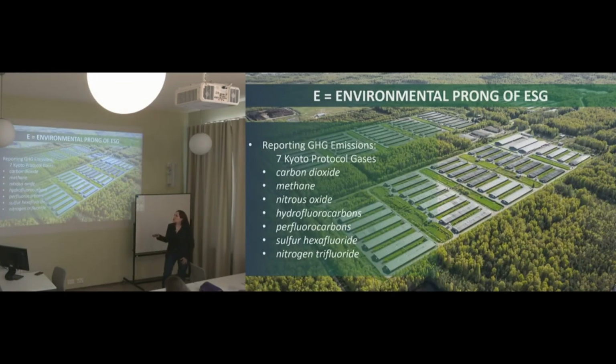One of the things I want to focus on today is the environmental prong specifically, and the emissions reporting, the GHG emissions that have to be disclosed. And those align with the 7 Kyoto Protocol gases, which are listed here. And we know specifically that industrial animal ag produces a lot of CO2, methane, and nitrous oxide.